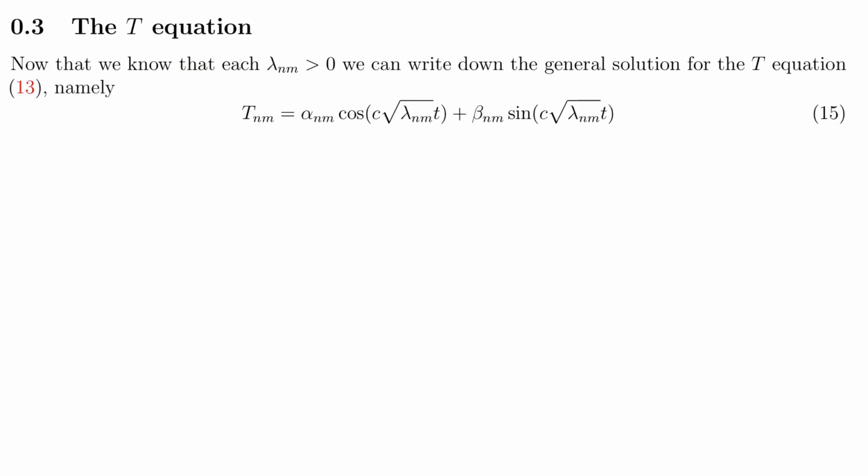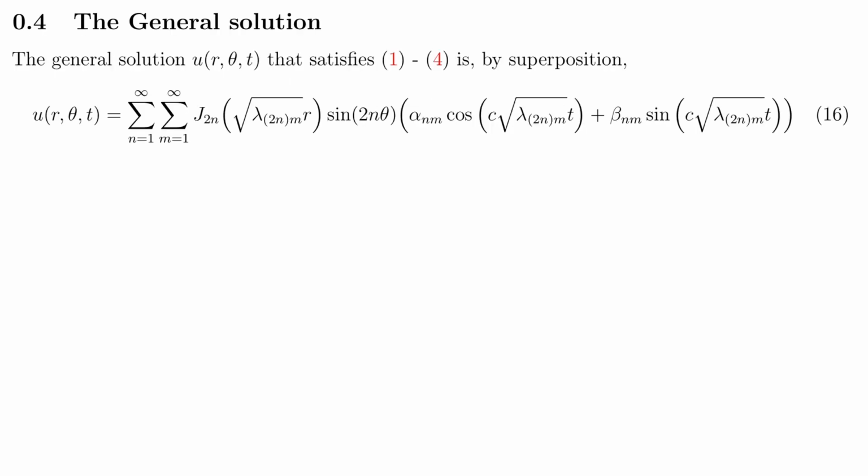Finally, we need to solve the T equation. Now that we know that lambda, the eigenvalues, are all positive, we know the general solution of the T equation in terms of sines and cosines is given in equation 15. So, since we know the solutions of the R, Theta, and T equations, we can write down the general solution. It's a product of the R equation, the Bessel function J sub 2n with its argument, the theta equation, the eigenfunction sine 2n theta, and then finally the last factor in equation 16 contains the solutions of the T equation.